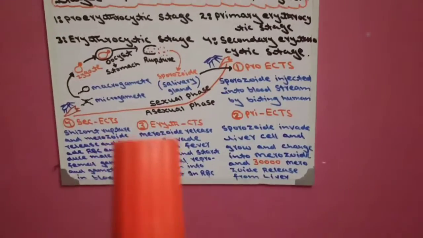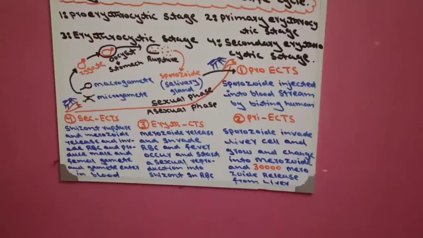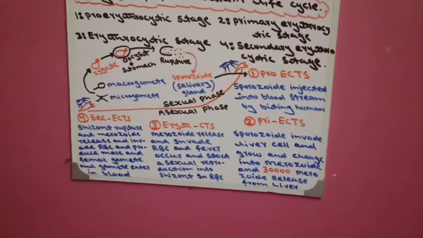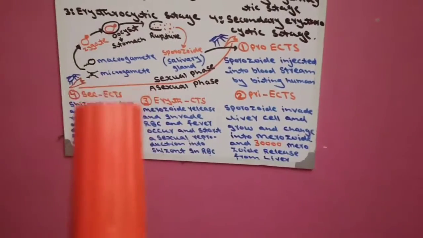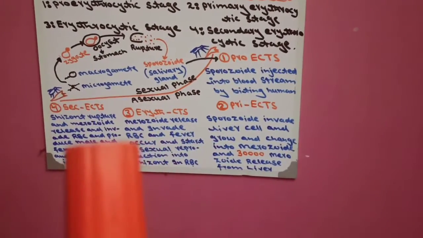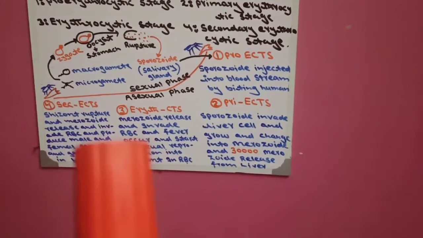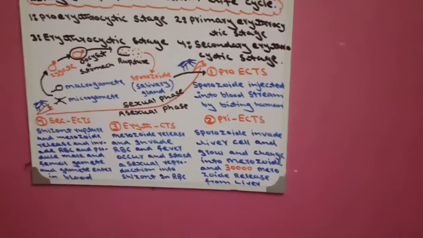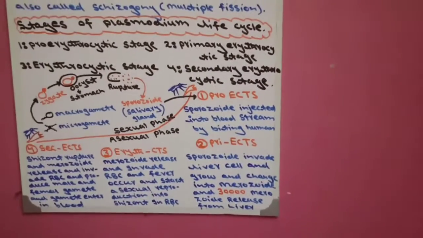The third is the erythrocytic stage. Meaning in this stage the merozoites invade the RBC. In the erythrocytic stage, merozoites are released and invade RBC and fever occurs. In this stage, in the human, fever occurs.